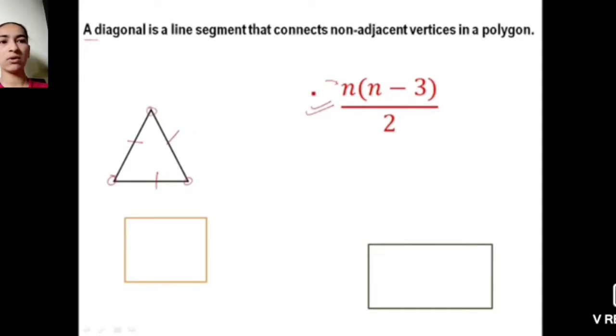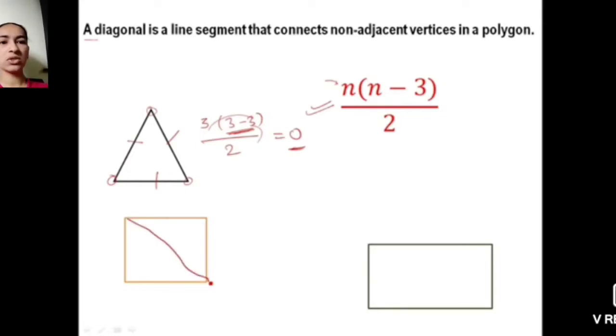Now put the value 3 in the place of n. That means 3(3 minus 3) upon 2. Okay students, now 3 minus 3, what will happen? You will get 0. So the whole value will be 0. That means in a triangle there is no diagonal.